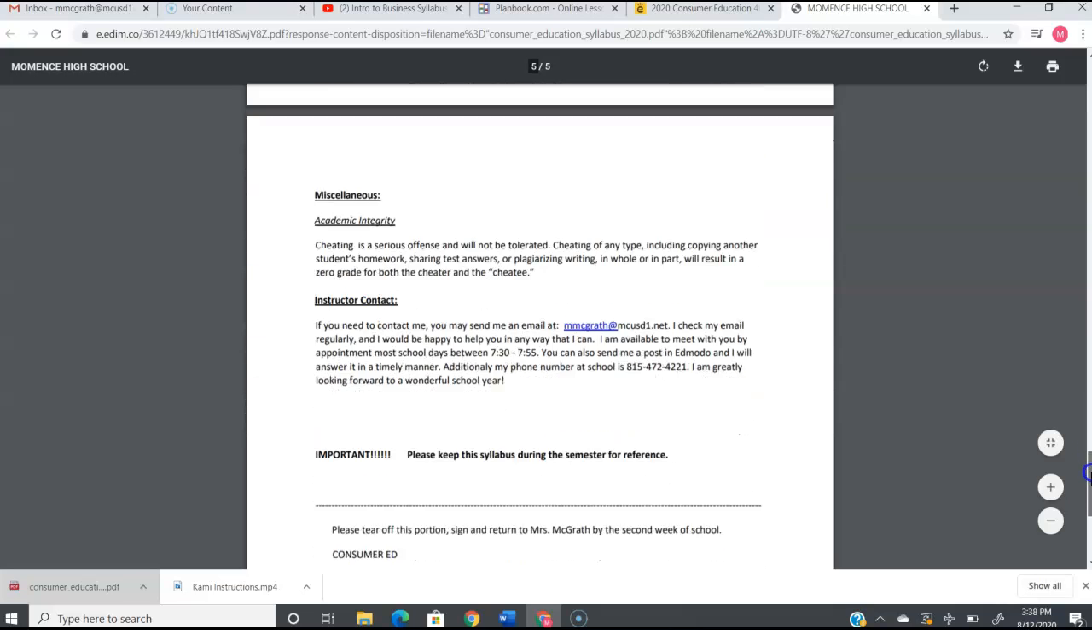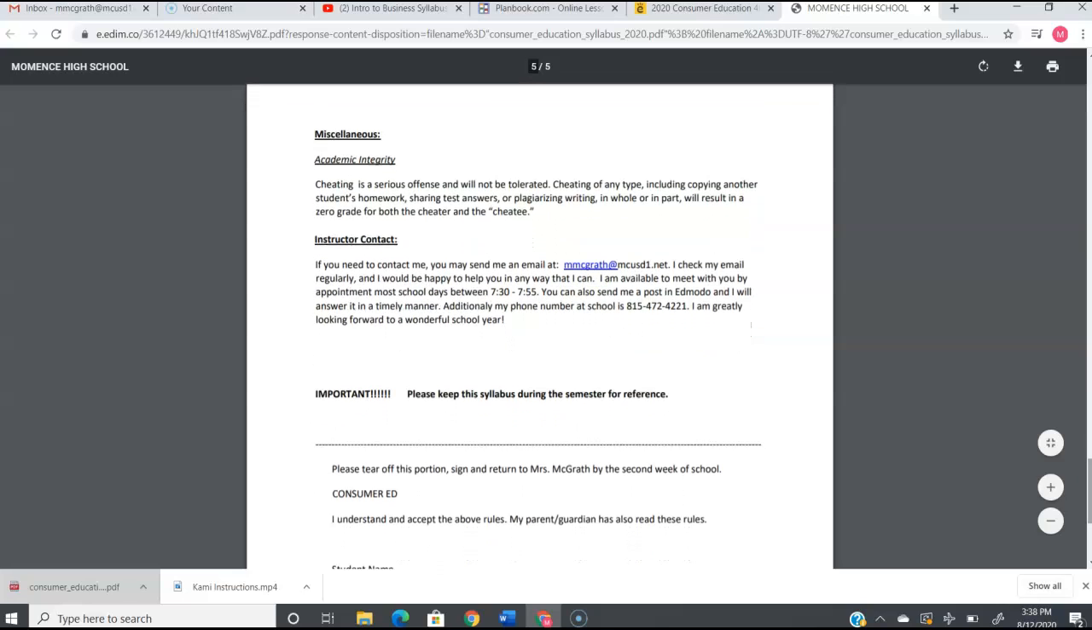And then we have some miscellaneous items here on the last page. Academic integrity. Cheating. It's a serious offense and I do not tolerate it. Cheating of any type, including copying another student's homework, sharing test answers, or plagiarizing writing in whole or in part, will result in a 0 grade for both the cheater and the cheatee.